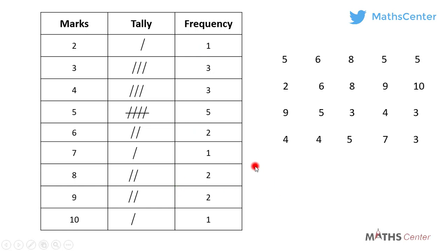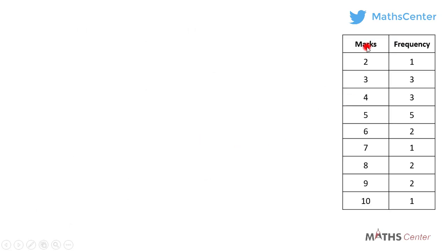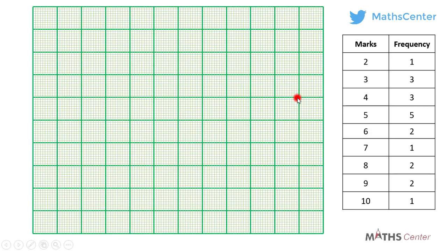So now that we are done with the frequency distribution table, let's use the data we have in the table to draw the bar chart for the distribution. We will need the marks and the frequency. So we have the marks and we have its corresponding frequency here. Our bar chart will be on a graph sheet. So I have my graph sheet here.